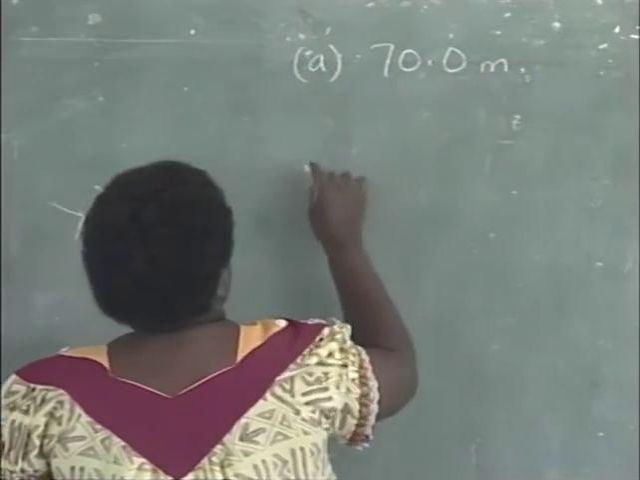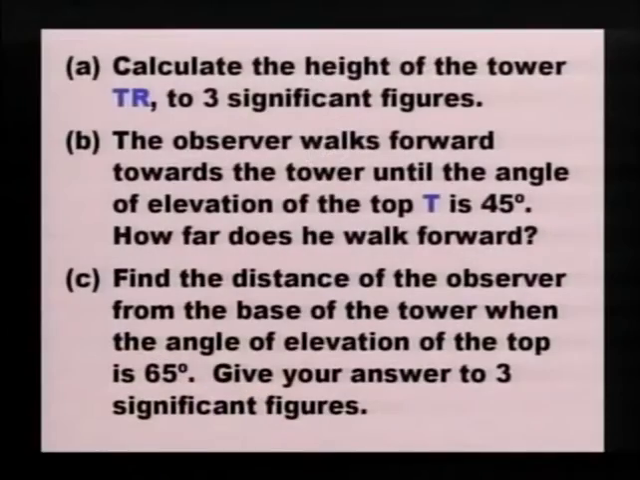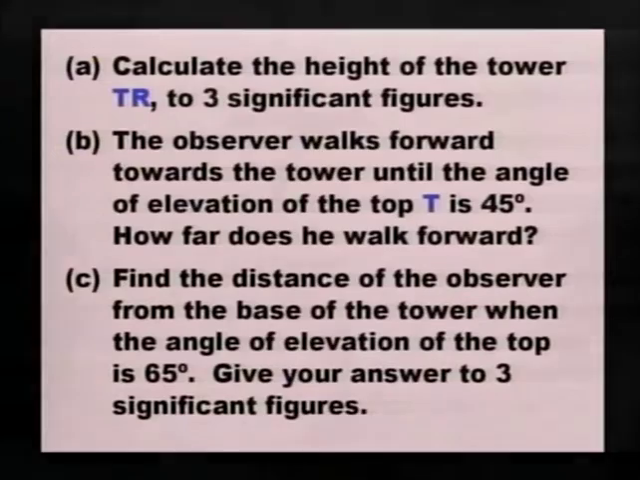70.0 meters. B. The observer walks forward towards the tower until the angle of elevation of the top T is 45 degrees. How far does he walk forward? Kila. 30 meters.